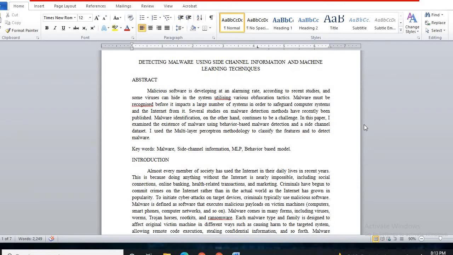People have used a lot of machine learning methods. Here I am going to use MLP. The most commonly used are neural networks, and in neural networks, I have chosen MLP. And we all know about side channel information.